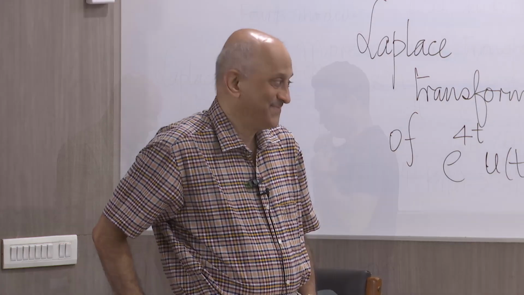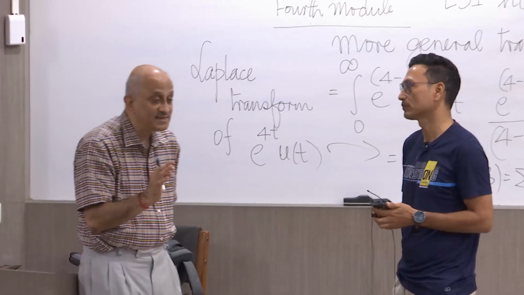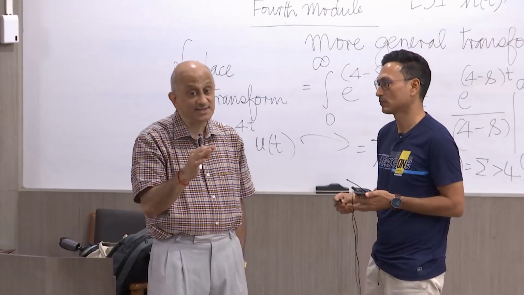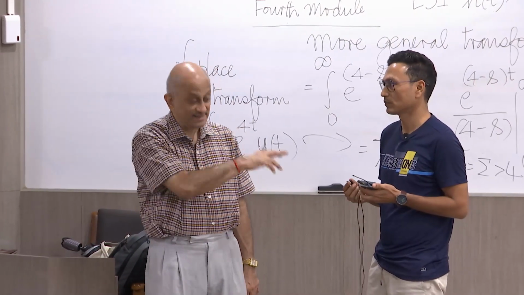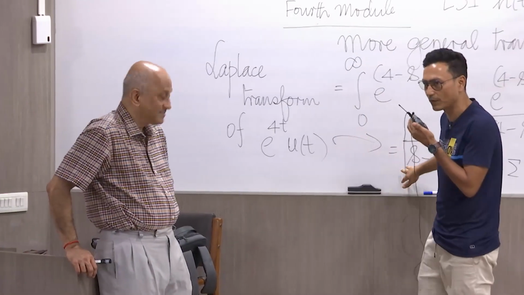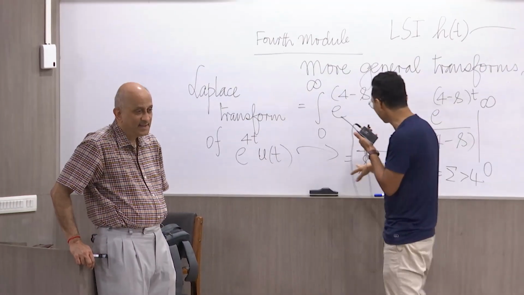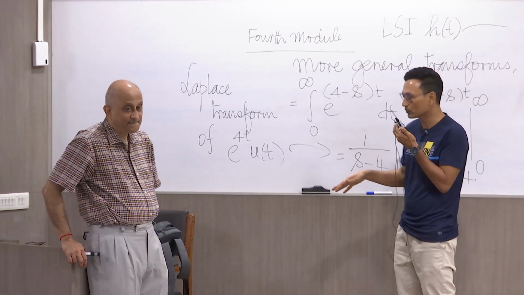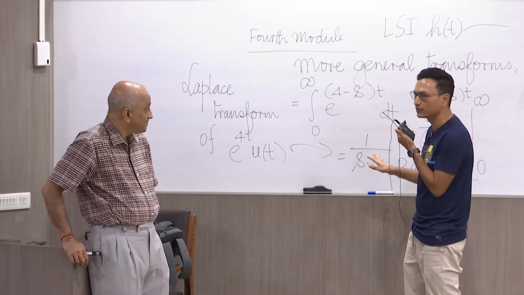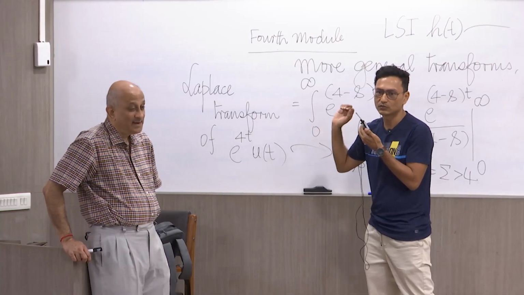Yeah, please. It's not only required to specify the region of convergence because of the need for convergence, but also for another reason. This is our Laplace transform, and if you take minus e raised to the power 4t and minus u(t), again we will get the same Laplace transform. So just by looking at the Laplace transform, we cannot determine whether this is e to the 4t or minus e to the 4t. Correct.